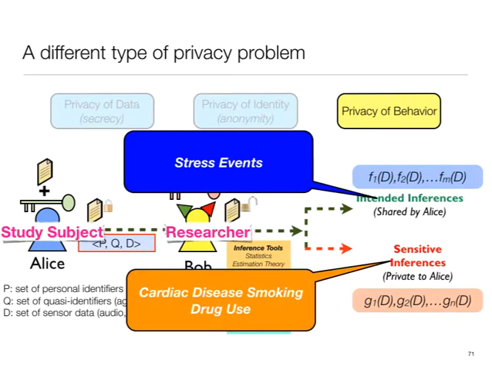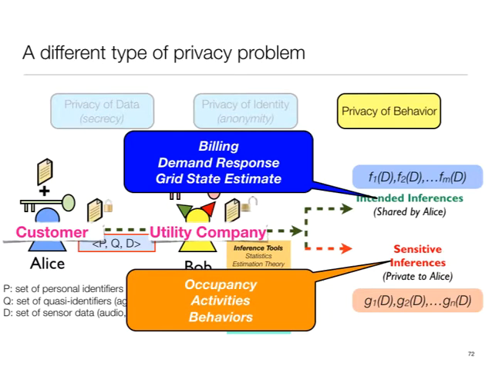So for example, common cases: medical studies on behavioral stress. I want to tell the researchers whenever I'm stressed, but I want to hide if I am using drugs. Or I'm sharing smart meter data with the utility company. I'm okay with them knowing demand response or doing billing, but I don't want them to know my specific activities, how much TV I'm watching, and stuff like that. That's the challenge that you're going to face.